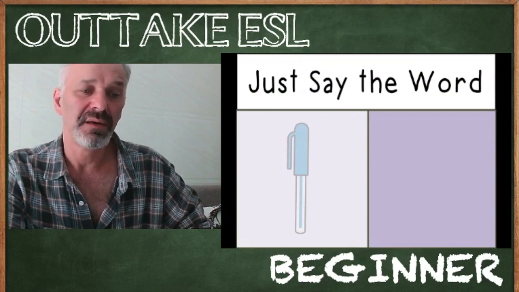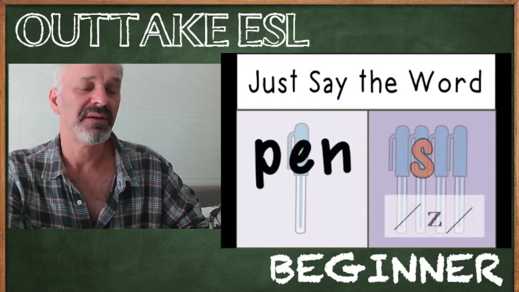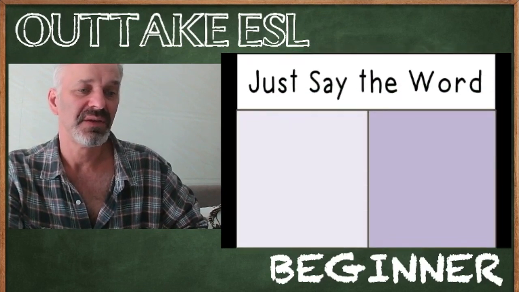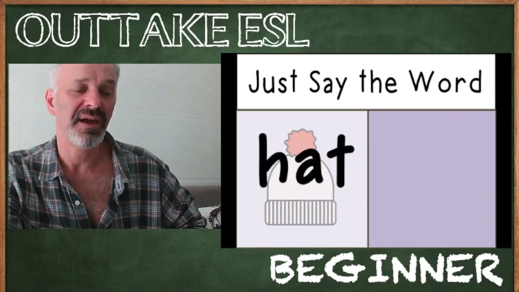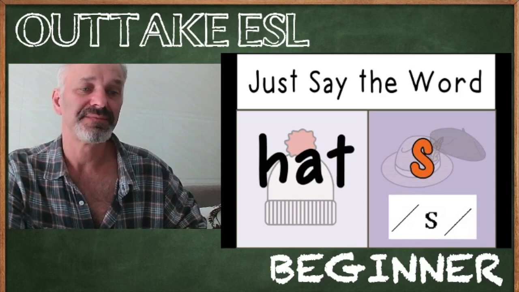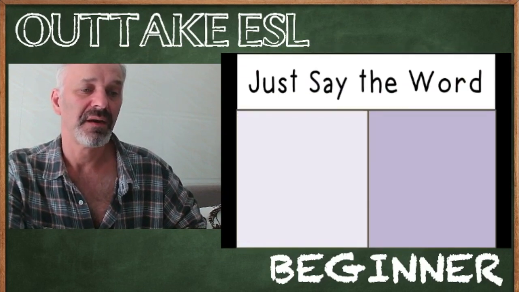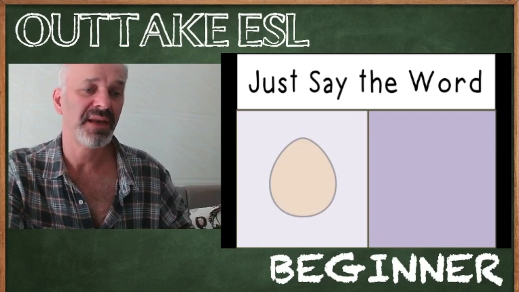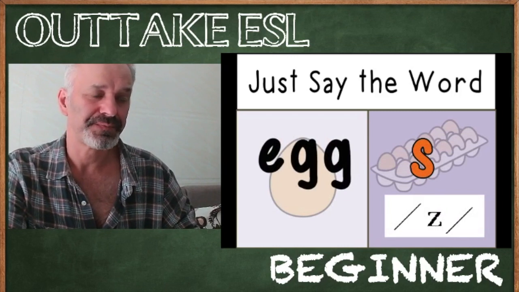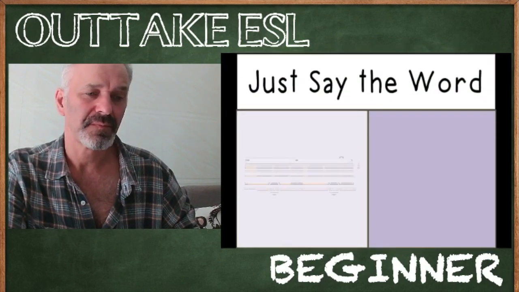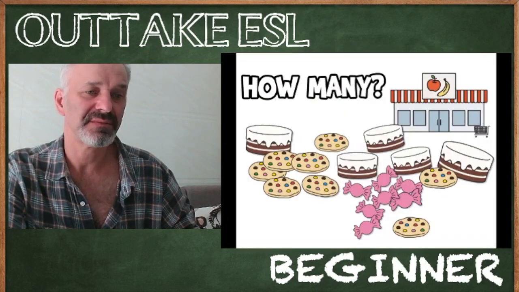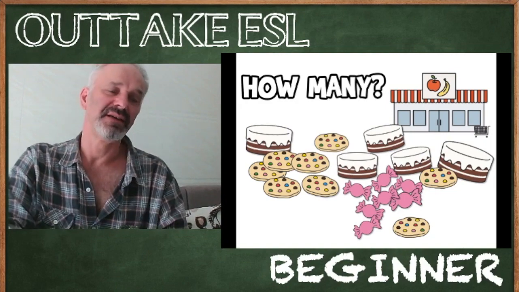All right, so I have 1 pen. But here I have pens. And then this is a hat. So I say 1 hat, or many hats. Egg, so 1 egg, but many eggs. This is a bus. So buses.